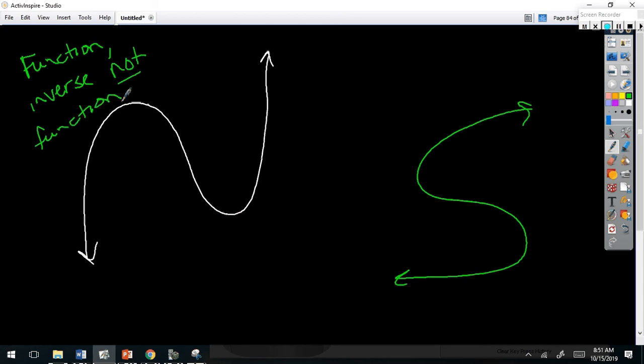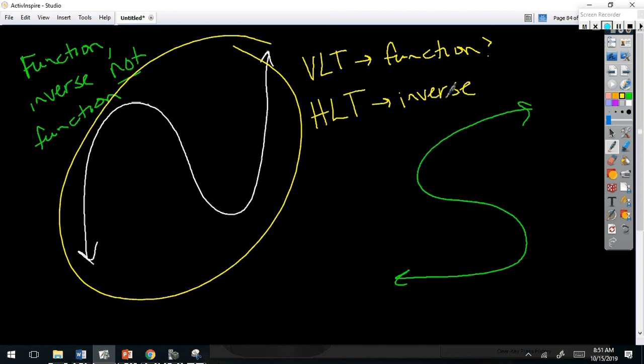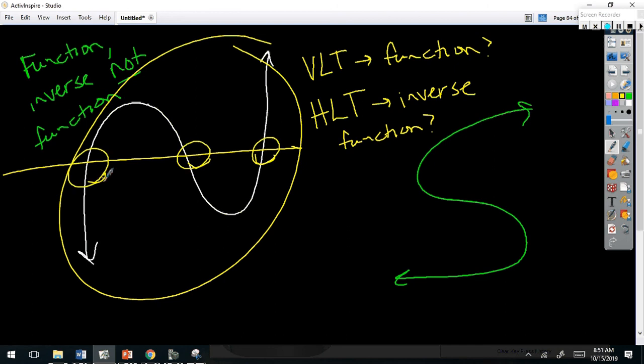If we use vertical line tests to test functionality, what could we use to test the inverse's functionality? Y'all can get this. Horizontal line test. We can take the same picture and say the vertical line test tells me if it is a function or not. The horizontal line test would tell me if the inverse is a function. And because of that, while this is a function, its inverse is not a function. Okay?